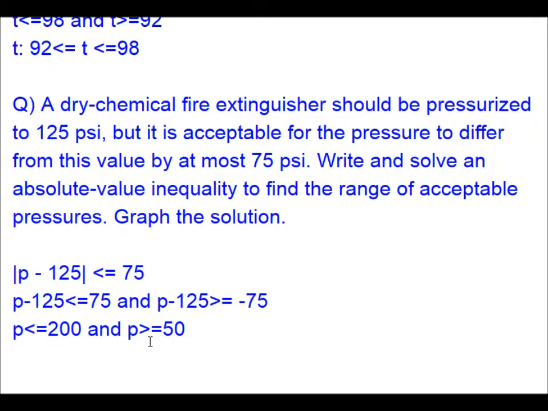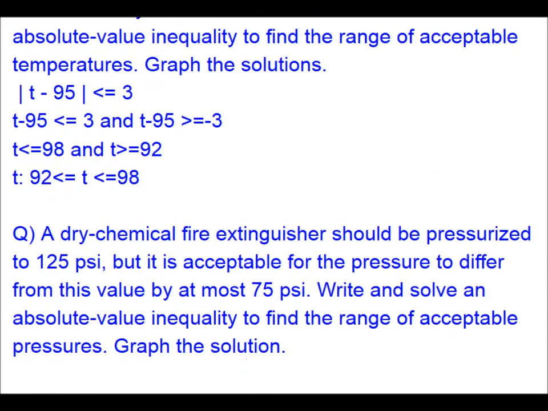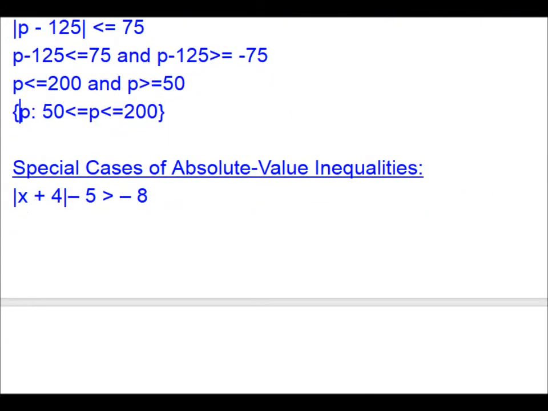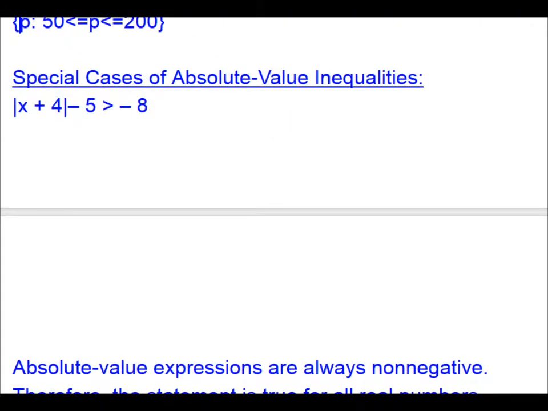So the acceptable pressure range for the fire extinguisher is such that 50 is less than or equal to P, which is less than or equal to 200. This is how we write the solution as a compound inequality, and we can graph it similarly as we did in the past one. So, let's see some special cases.